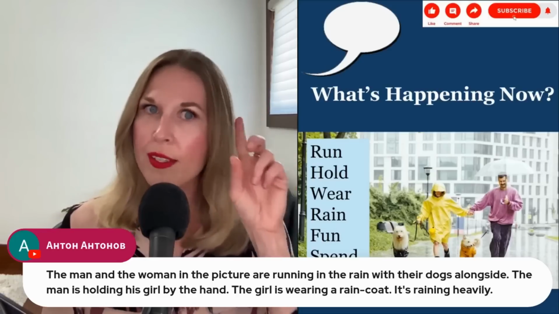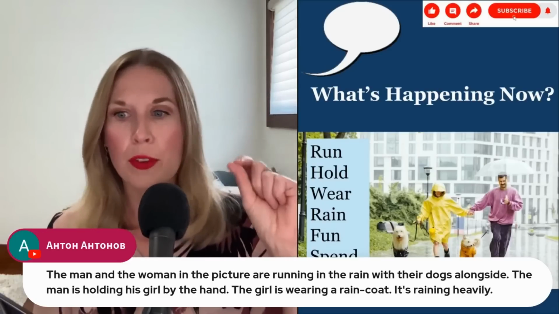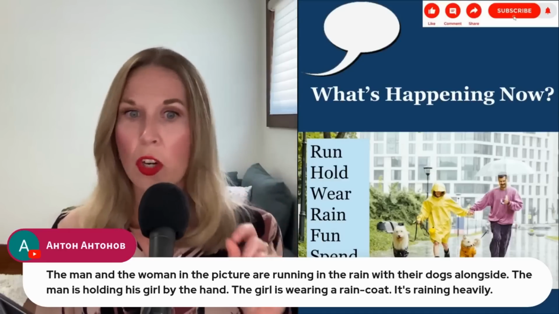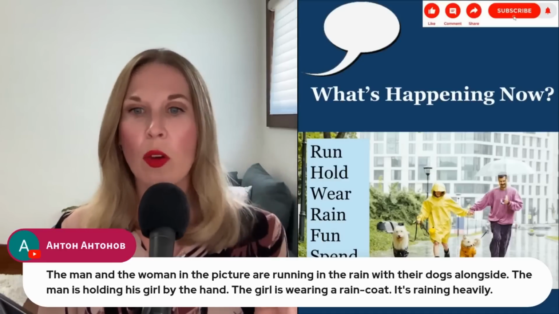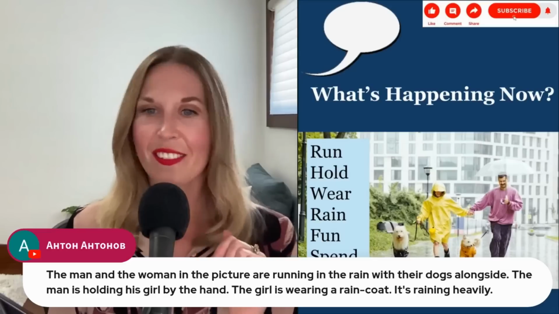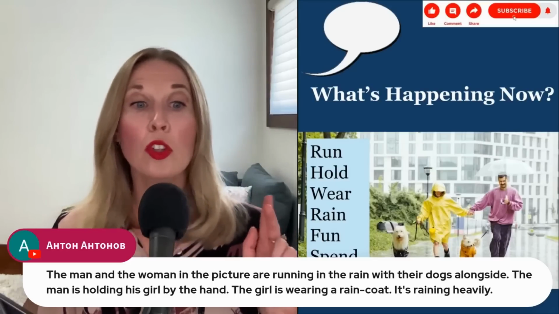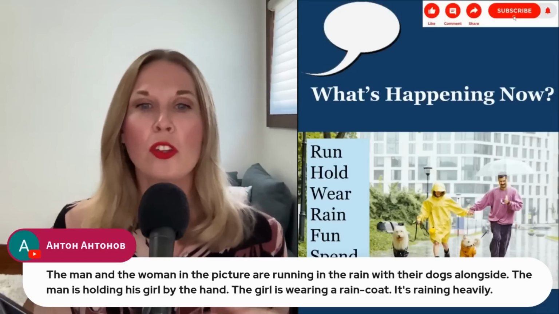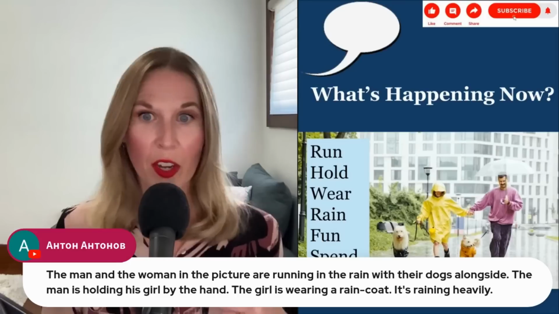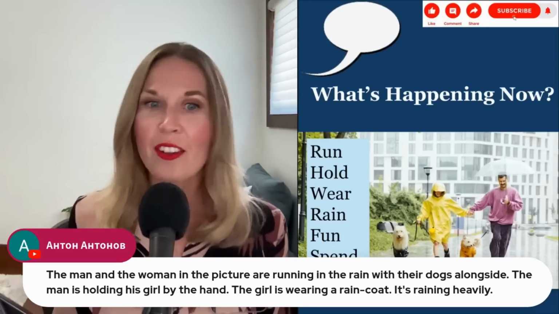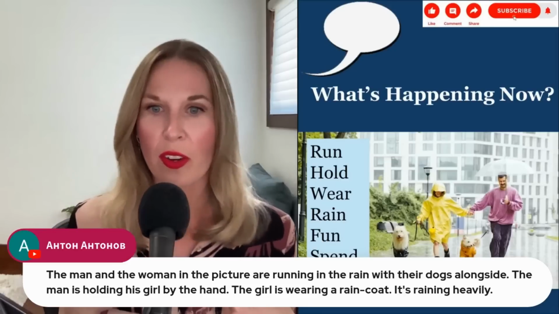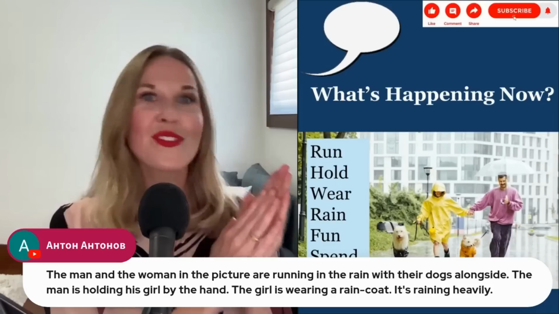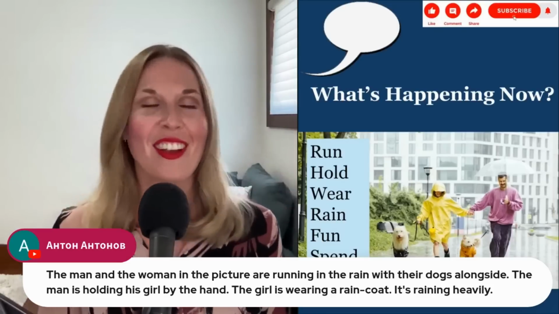Again, think about what subject is this because you need to know that for your verb conjugation. They, the man and the woman in the picture, are running in the rain with their dogs alongside. Very nice. The man is holding the girl, his girl, by the hand. Very nice. The girl is wearing a raincoat. Exactly. To wear. The girl is wearing a raincoat. It's raining heavily. Very nicely done. You use many of the examples on the screen.